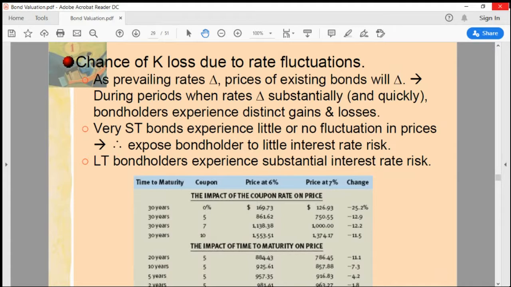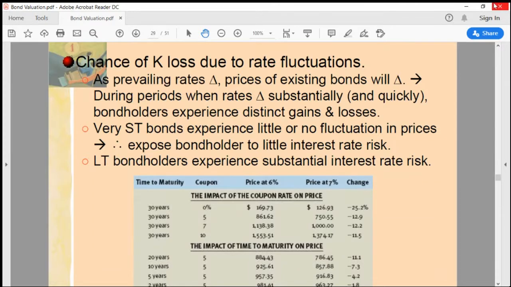Now you understand this because we've done time value of money. Because of the discount rate, right? If the interest rate goes up, this discount rate goes up, and as the discount rate goes up, the valuation goes down, right? And vice versa. If the interest rate goes down, the valuation goes up.